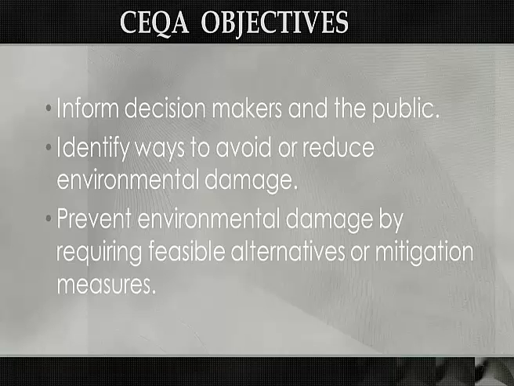Second, it's meant to identify ways to avoid and reduce environmental damage. There are requirements for mitigating the environmental impacts wherever it's feasible, and obviously the overall objective of CEQA is to make sure that the environment is not overly damaged by development and growth. Third, it's meant to prevent environmental damage by requiring feasible alternatives or mitigation measures. As I mentioned, the requirement to mitigate really is the ability to reduce the environmental damage caused by decisions.